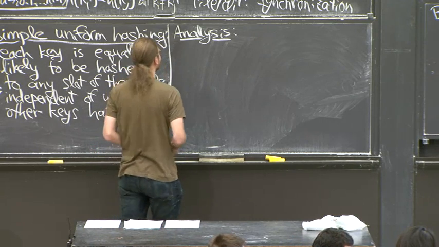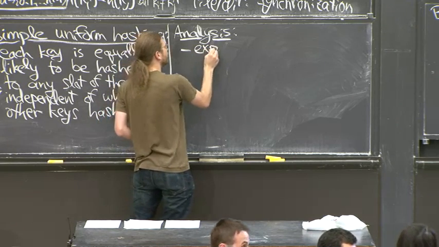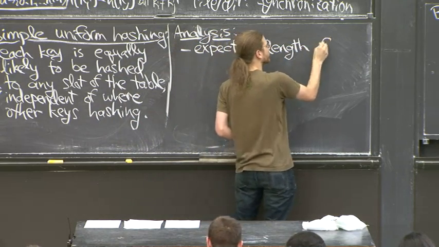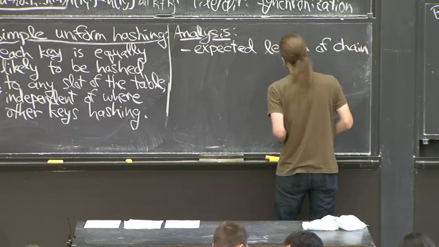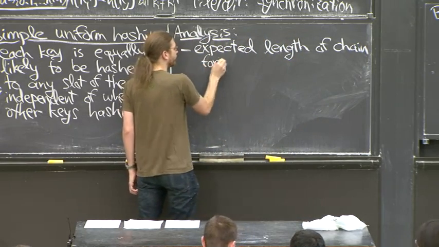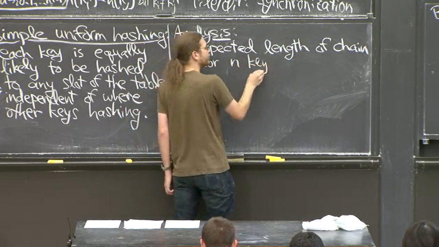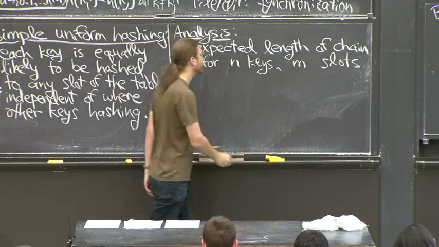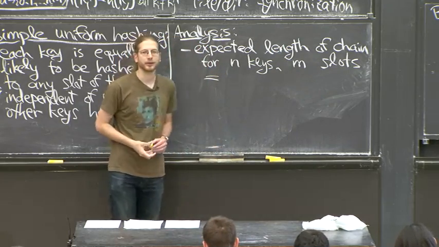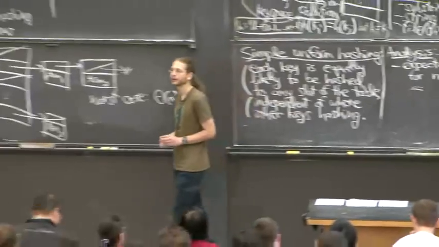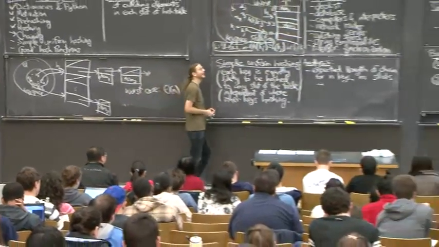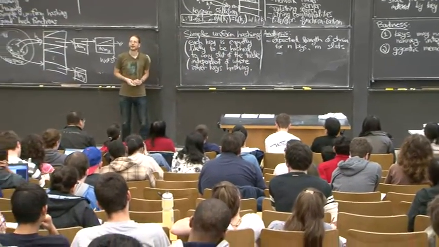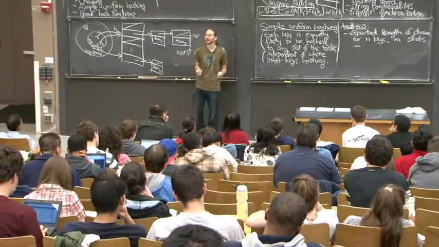All right. What I'd like to know is the expected length of a chain. Now this is if I have n keys that are stored in the table and m slots in the table. Then what is the expected length of a chain? Any suggestions? Yeah? 1 over m to the n? That's going to be a probability of something. Not quite. That's between 0 and 1. It's got to be at least 1 or something.